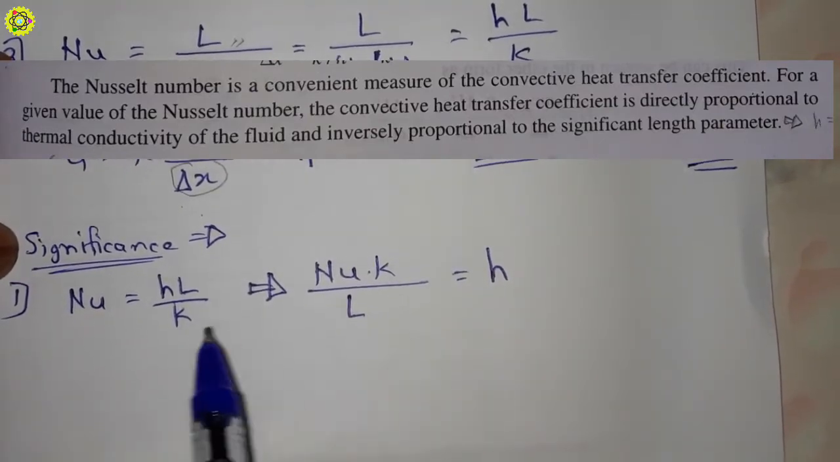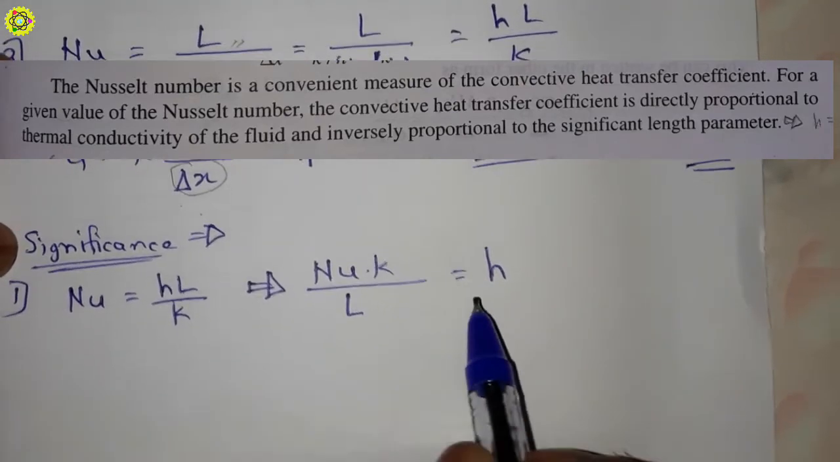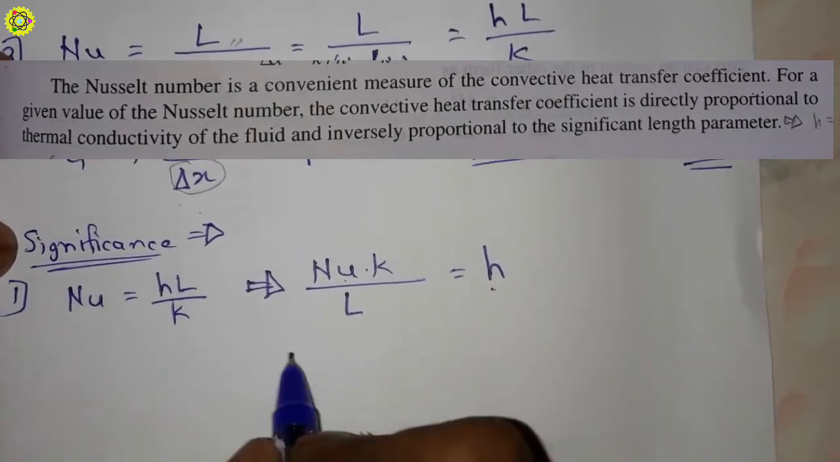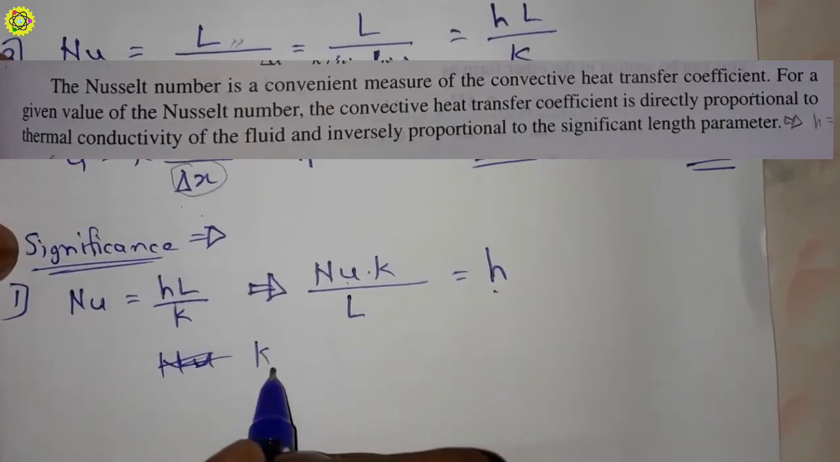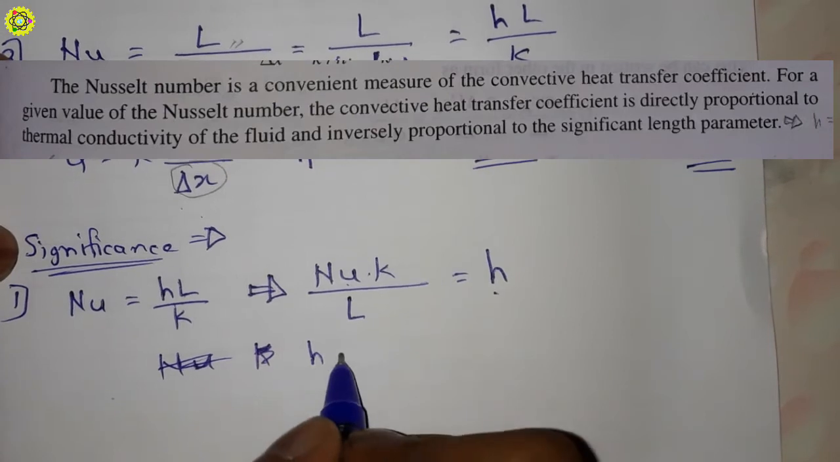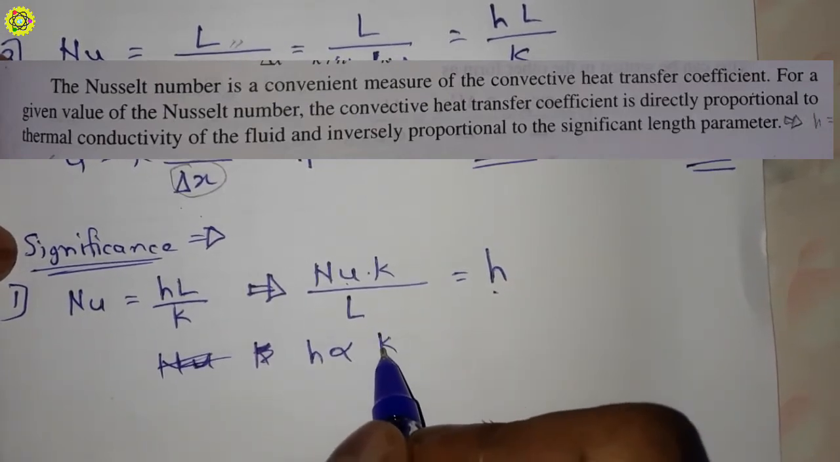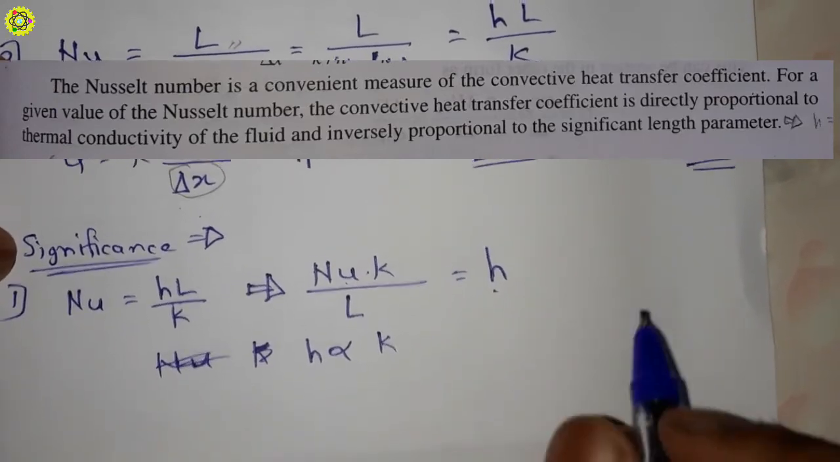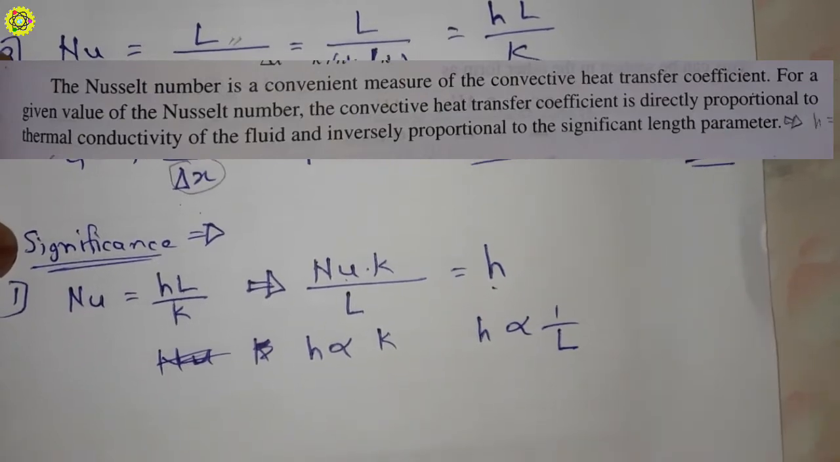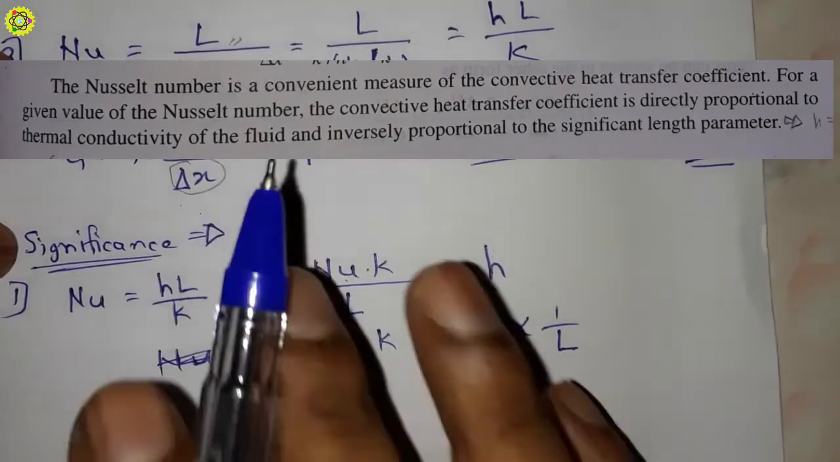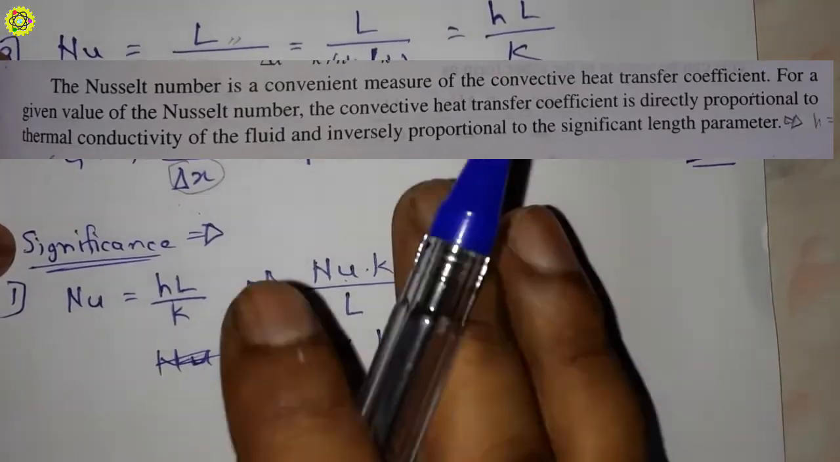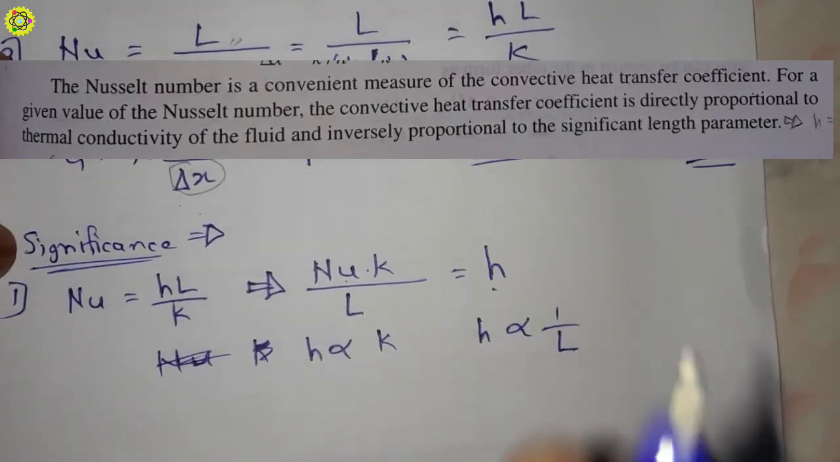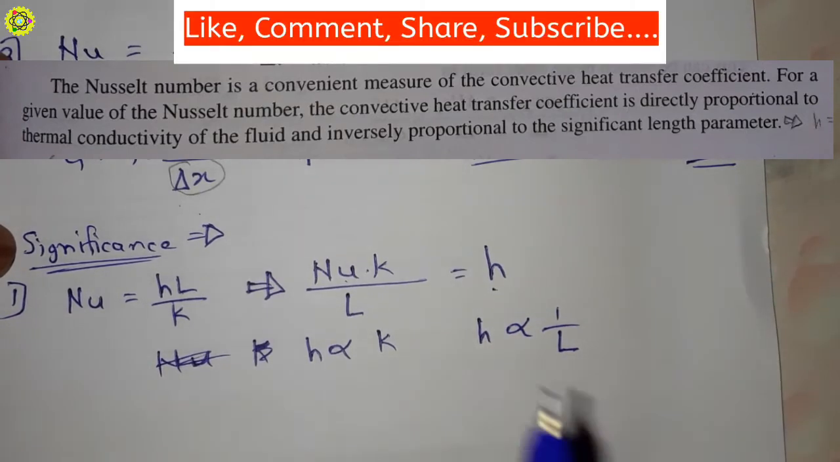For a given value of Nusselt number, the convective heat transfer coefficient is directly proportional to the thermal conductivity of the fluid, and inversely proportional to the significant length parameter. So H is inversely proportional to L. So the first significance is that the Nusselt number is the convenient measure of the convective heat transfer coefficient, which is directly proportional to the thermal conductivity of the fluid and inversely proportional to the significant length parameter.